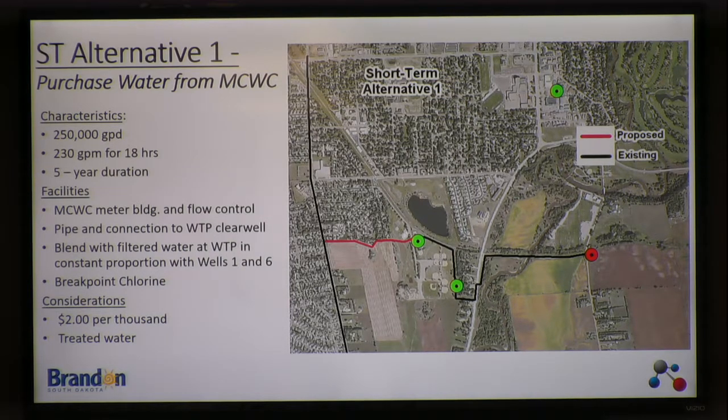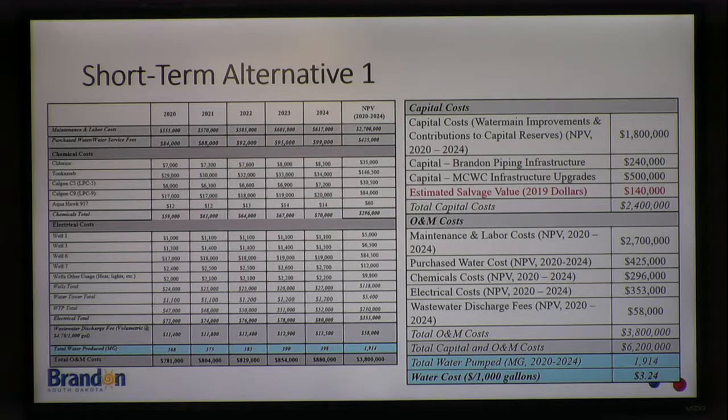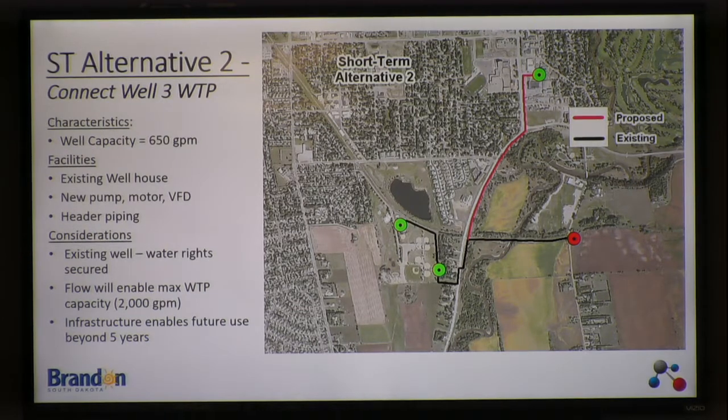Here are the cost tables associated with that option. And so we've got O&M costs, capital costs associated with that, and with the total water cost of about $3.24 per 1,000 gallons for that option. The next option is to connect well 3. So well 3 is sitting up here in the commercial area, and we assumed a pipe location to get it so it could connect into the water treatment plant.